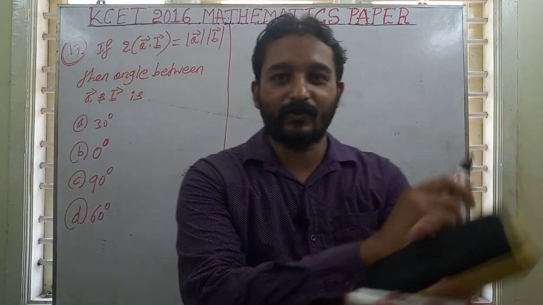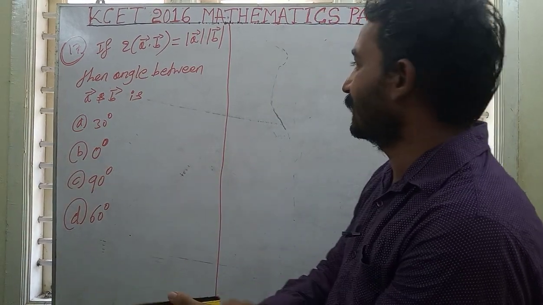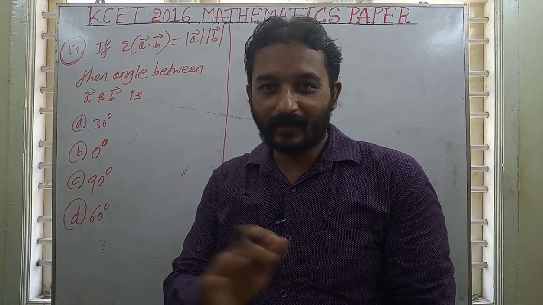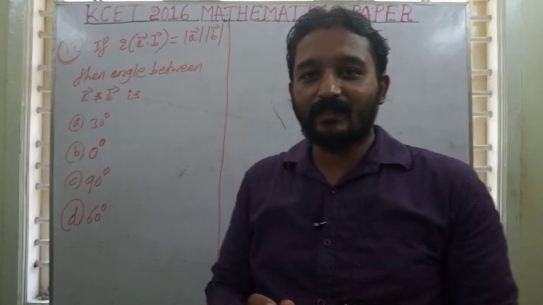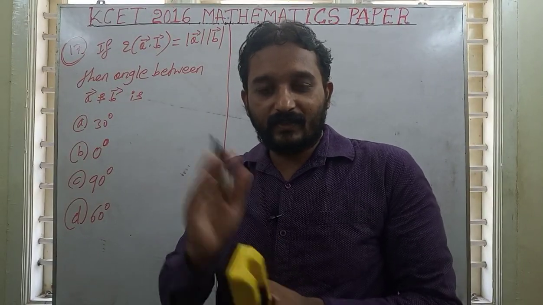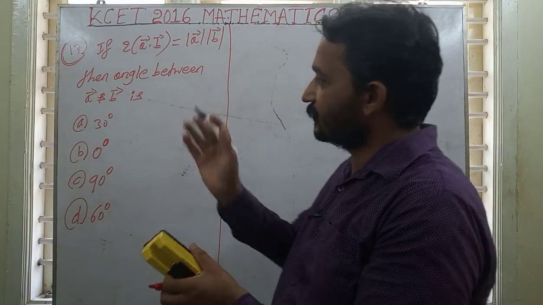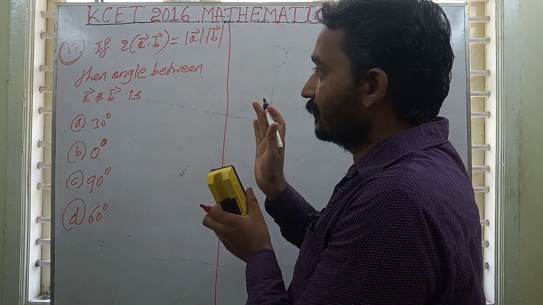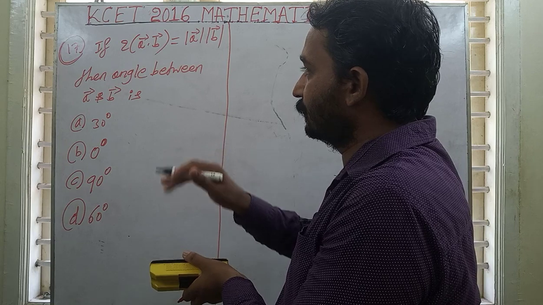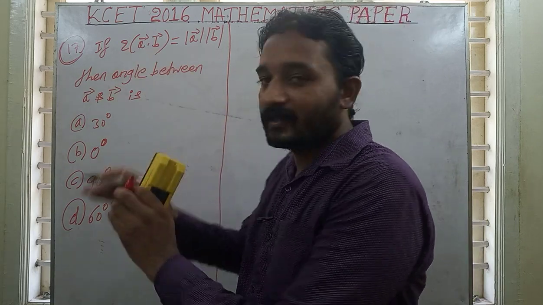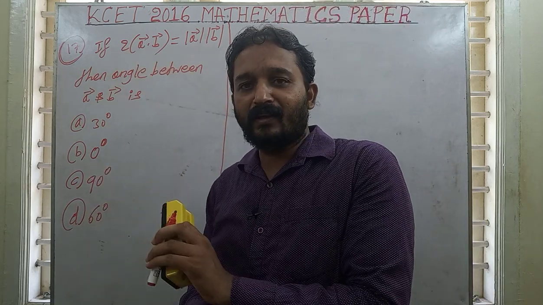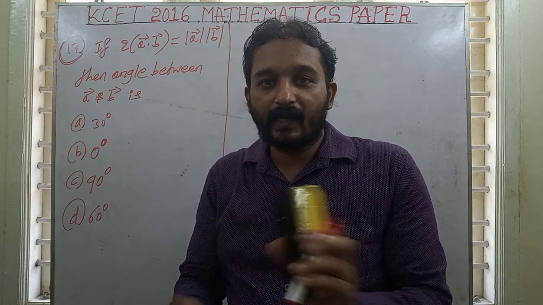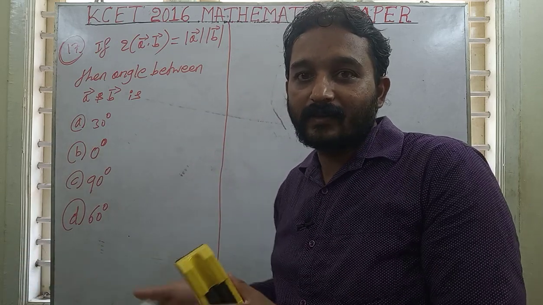So now let us move on to the next question, question number 17. This question is based on the chapter vector. Usually they ask 4 to 5 questions on this chapter in KCET. Let us take the first question. This question is particularly based on the topic dot product in the vector chapter, in particular the angle between the vectors in the dot product.